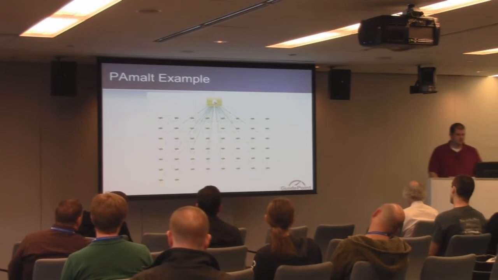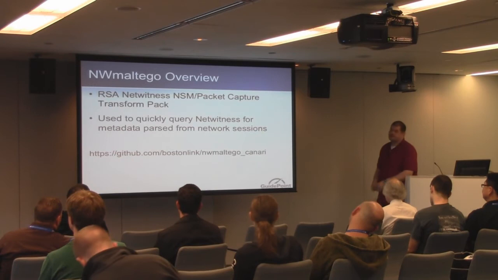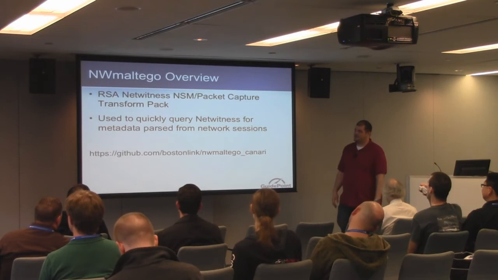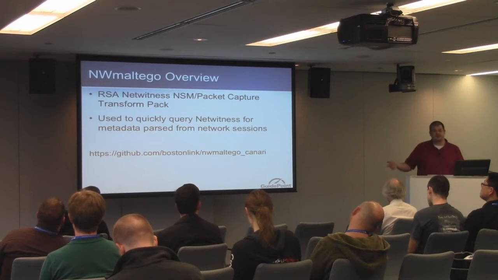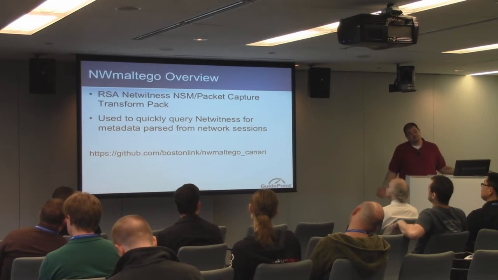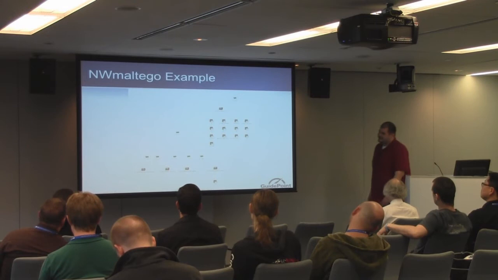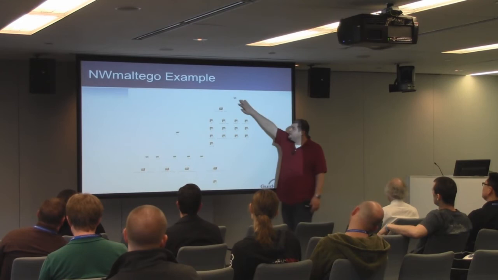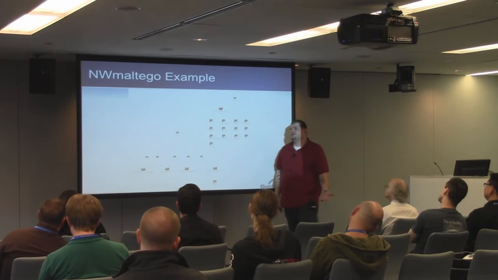Going to NW Maltego. NW Maltego was one of my first projects that integrated NetWitness within Maltego that allowed you to actually query the NetWitness API for metadata pulled out of network sessions. So a quick example of that, I don't know how well that looks to you guys. So I started with an internal IP address, and it flagged an emerging threat snort signature within that NetWitness.